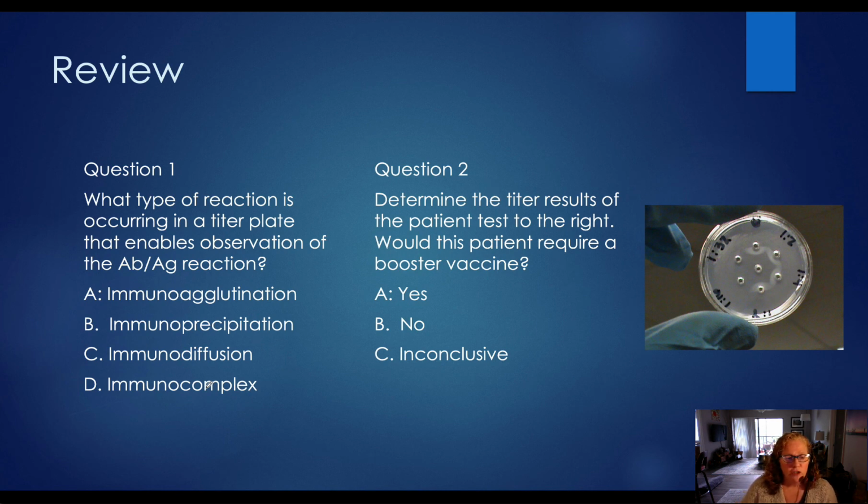In the review questions, what type of reaction is occurring in the plate that allows us to observe this reaction? This would be B, our immunoprecipitation reaction. And in question number 2, does this patient require a booster based on their titer reaction? Well, we can see that the highest titer number that we have in an actual precipitin arc, that's what that is right there, is 1 to 8. So this patient, we would recommend them to receive a booster vaccine.